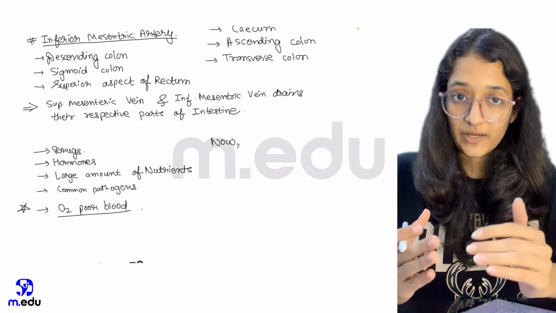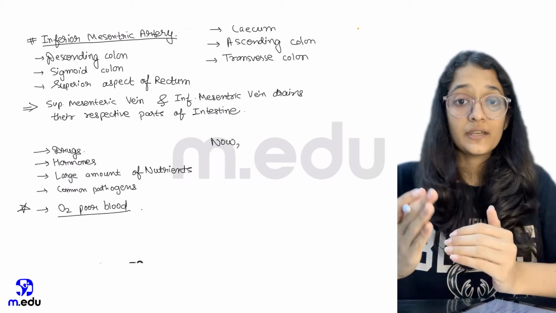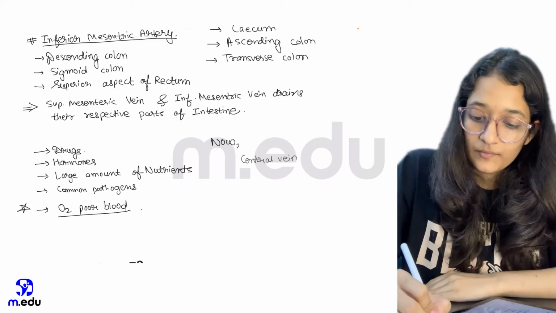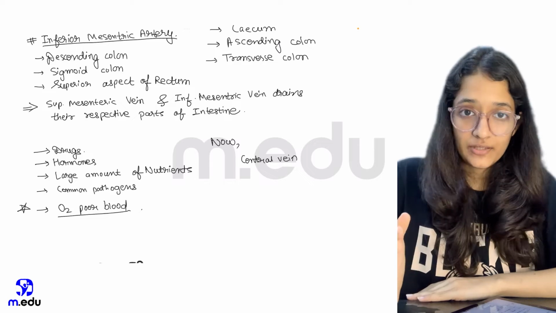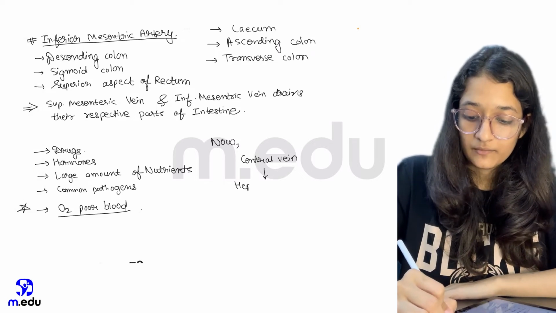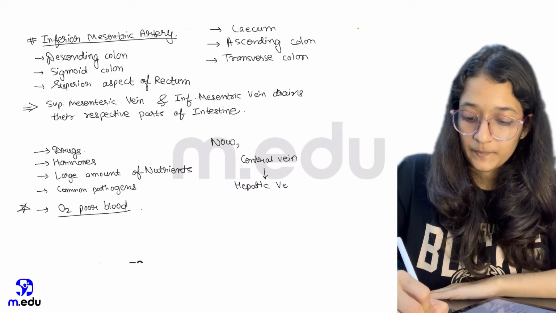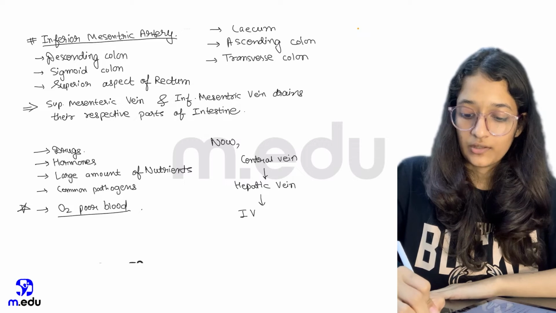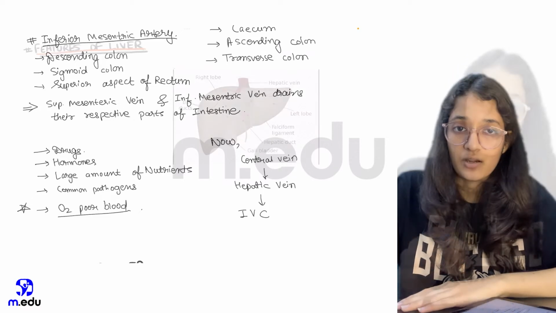Now, all of this blood from the portal vein and the hepatic artery proper drains into a central vein via a capillary network. Now, this central vein will drain into the hepatic vein, which in turn will drain into the inferior vena cava, which will go to the heart.